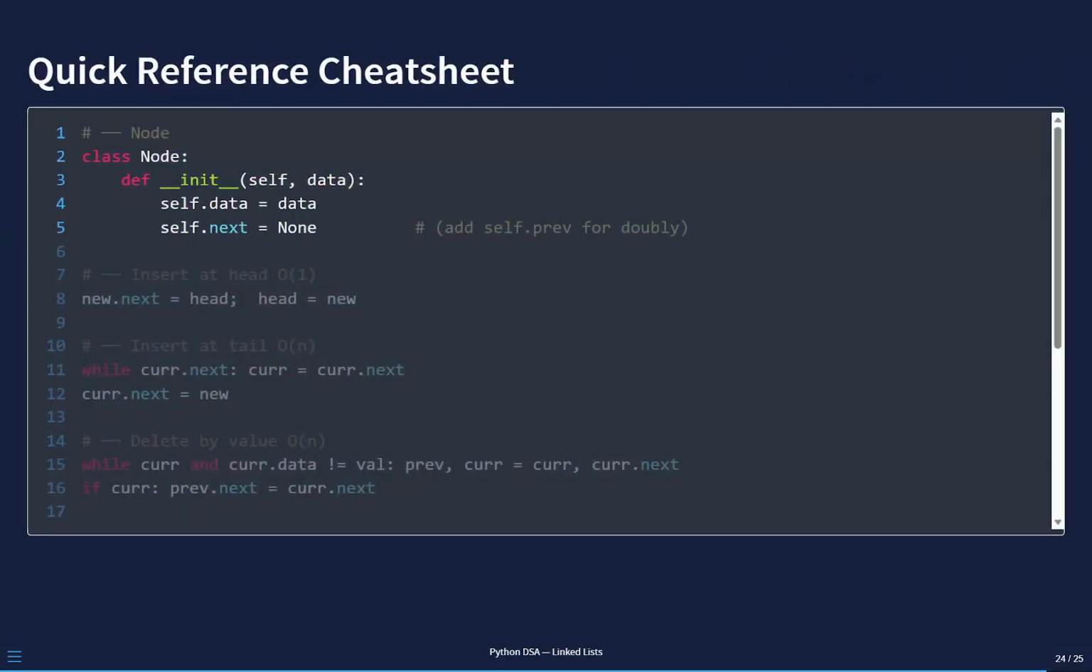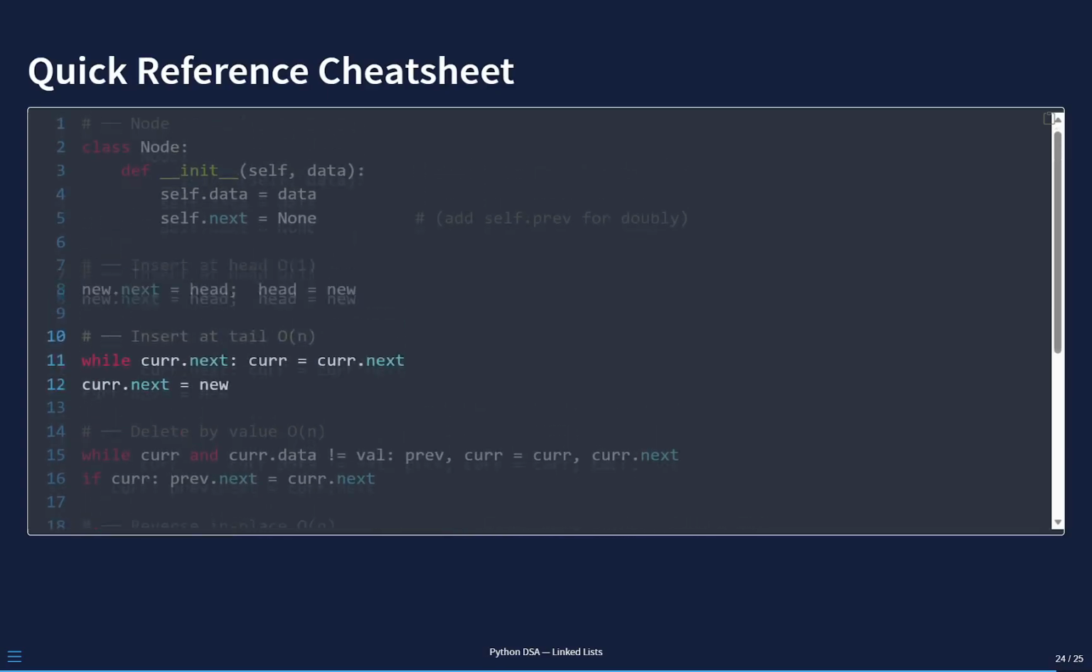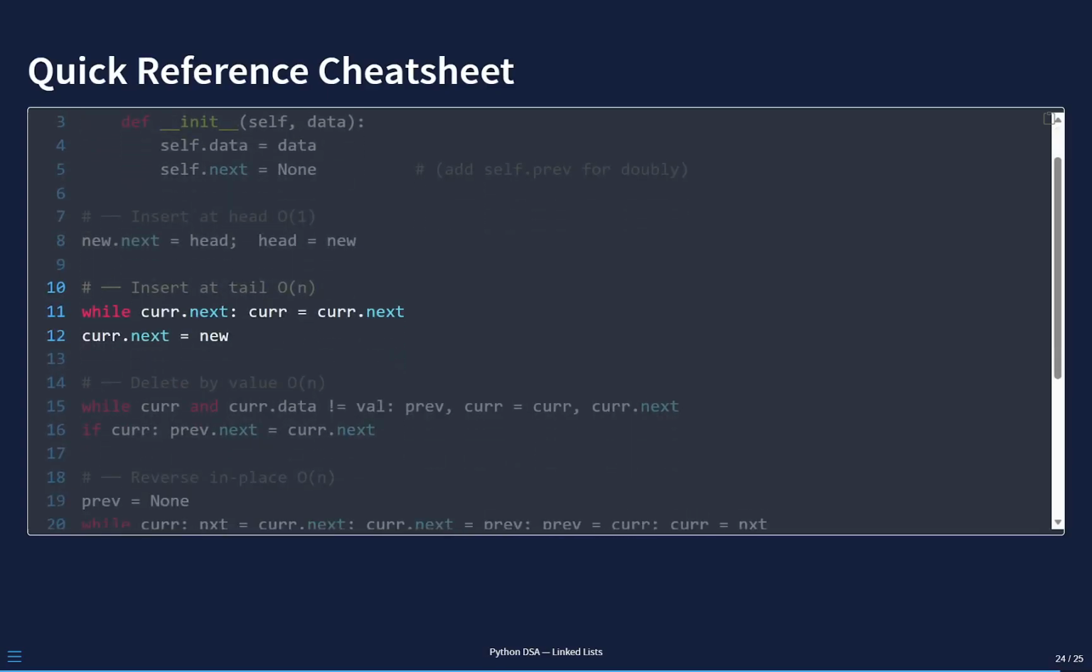Here's your cheat sheet. The 5 most critical code patterns you need to have at your fingertips. Click Node Definition: data and next. Add self.previous if doubly. Click Insert at Head, O(1). 2 lines: new.next equals head, then head equals new. That's it. Click Insert at Tail, O(n). Walk while cur.next is not None, then attach.